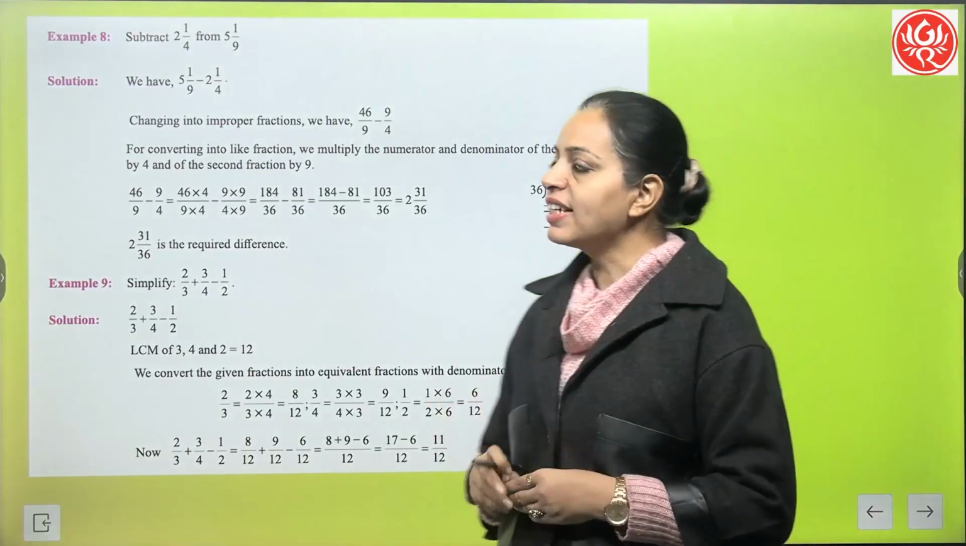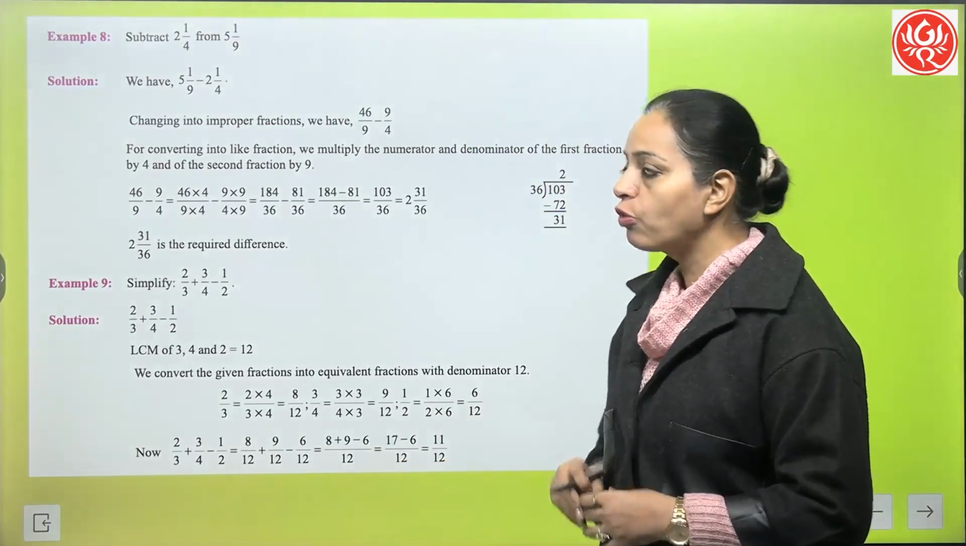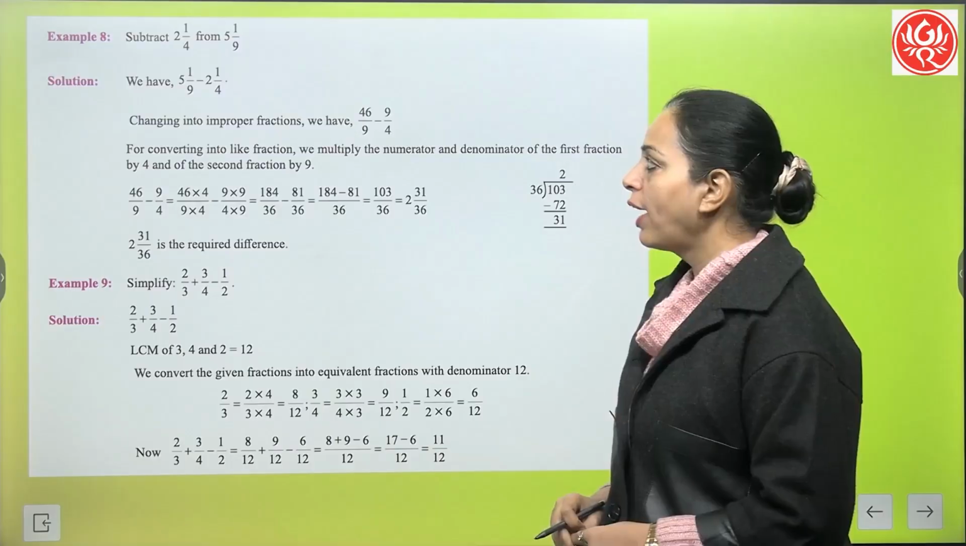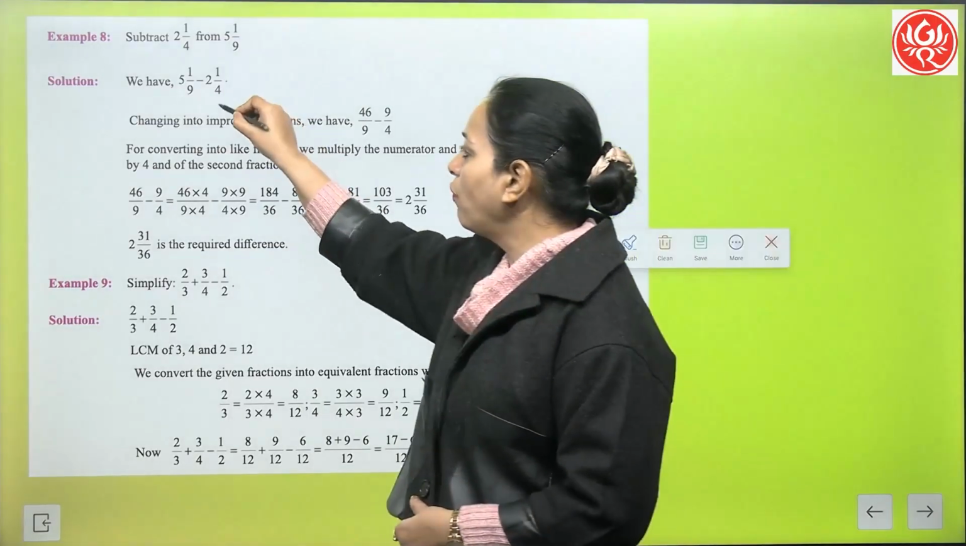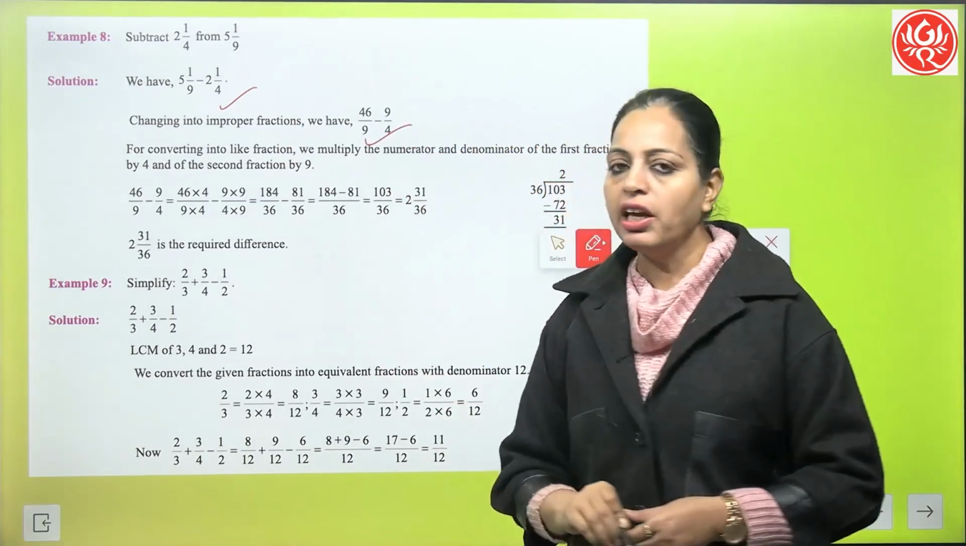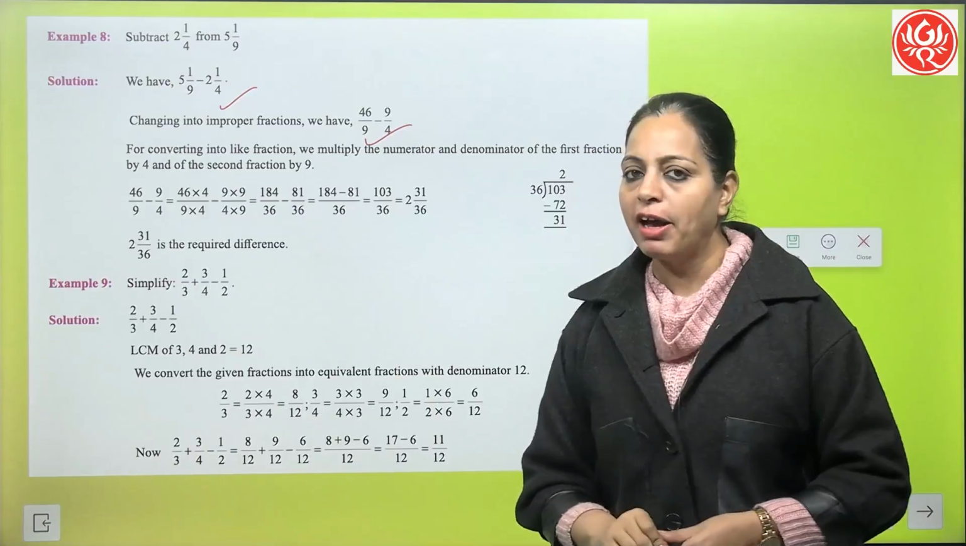Now the next is example 8. Subtract 2 whole 1 by 4 from 5 whole 1 by 9. So 5 whole 1 by 9 minus 2 whole 1 by 4. We will change into improper fractions. 46 upon 9 minus 9 by 4.